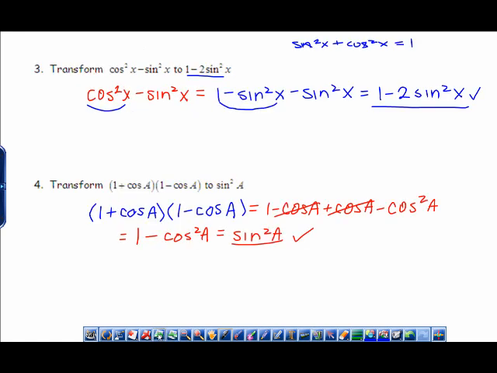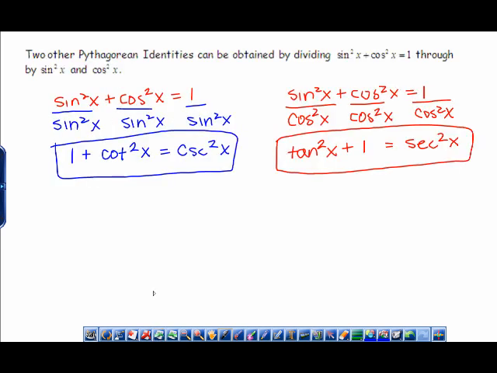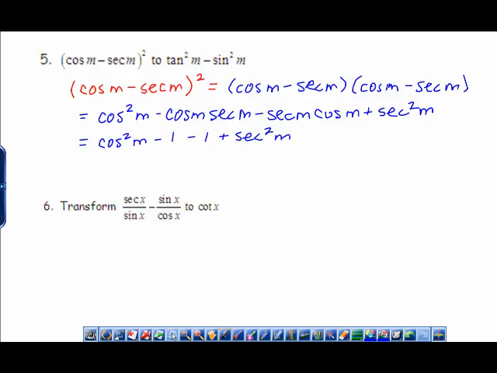Now I'm going to go back just a second and look at our secondary Pythagorean identities. Okay, right here, secant squared x is equal to tangent squared x plus 1. So I'm going to use that as well. So cosine squared is going to be 1 minus sine squared m, minus 1, minus 1. And then secant squared m was the same as tangent squared m plus 1.